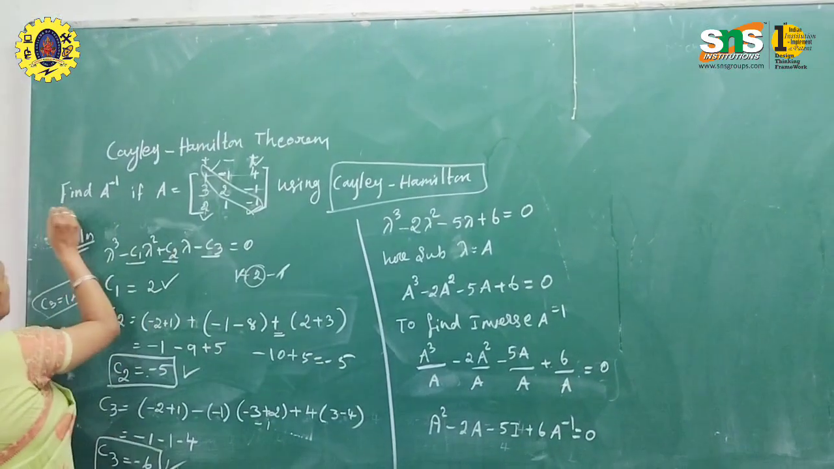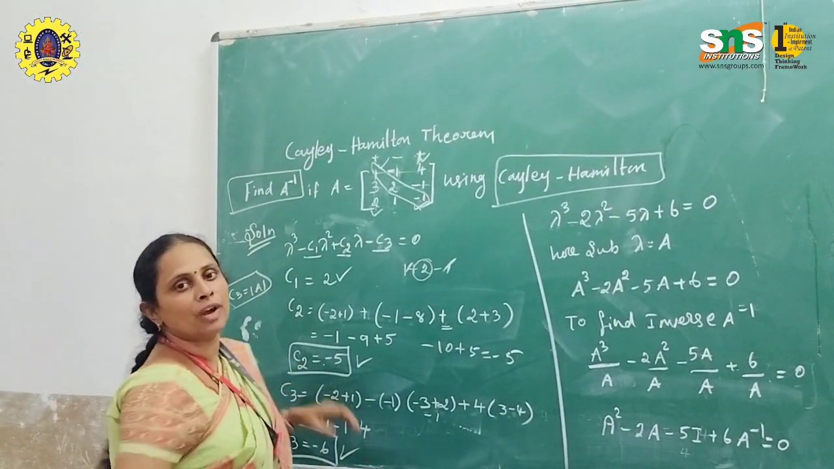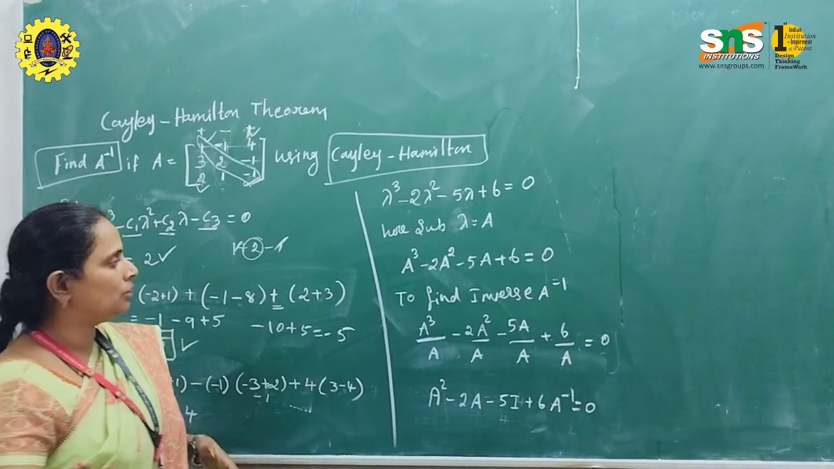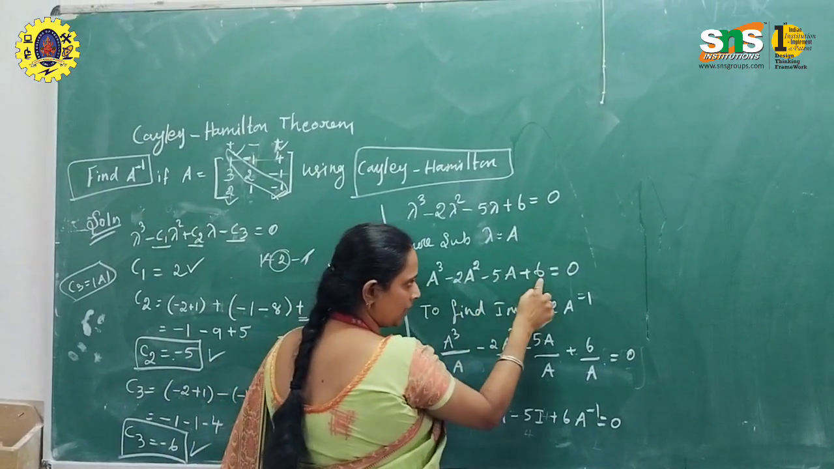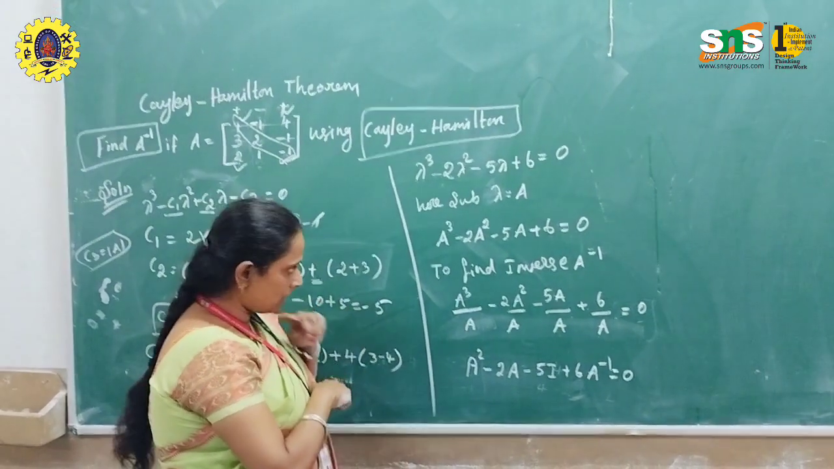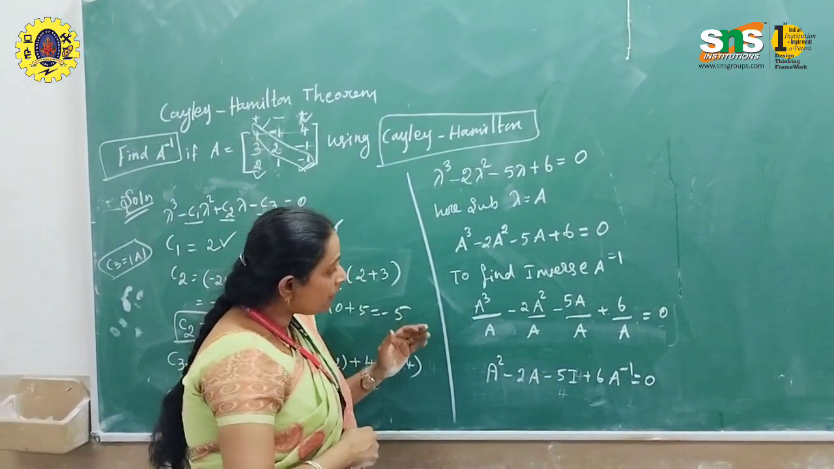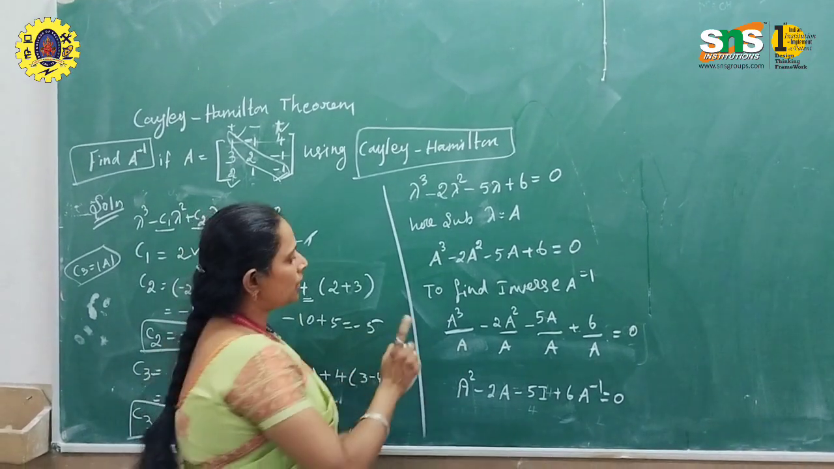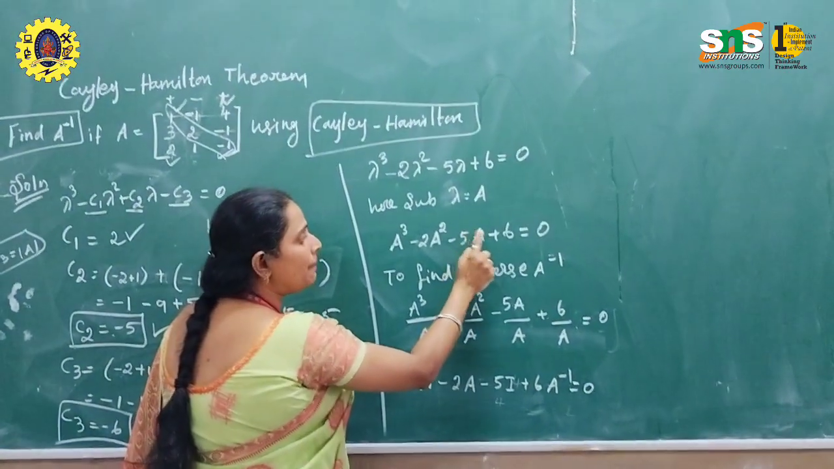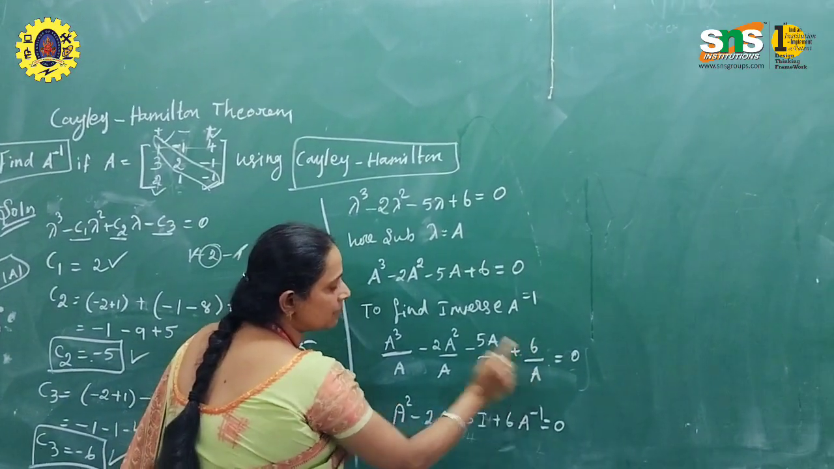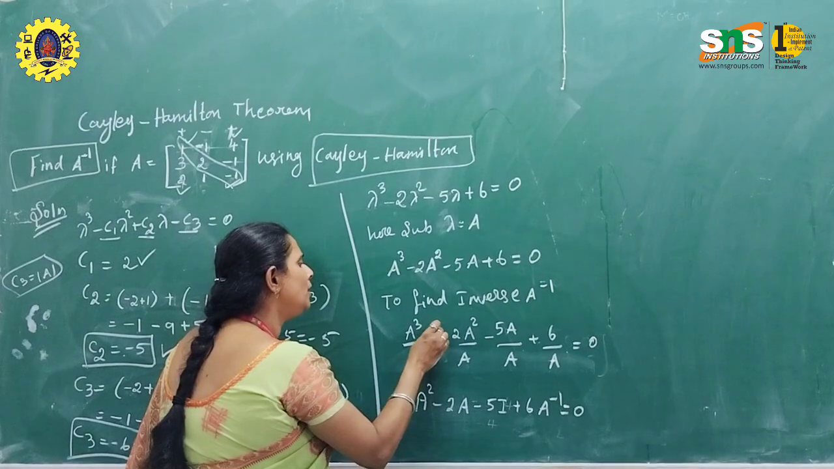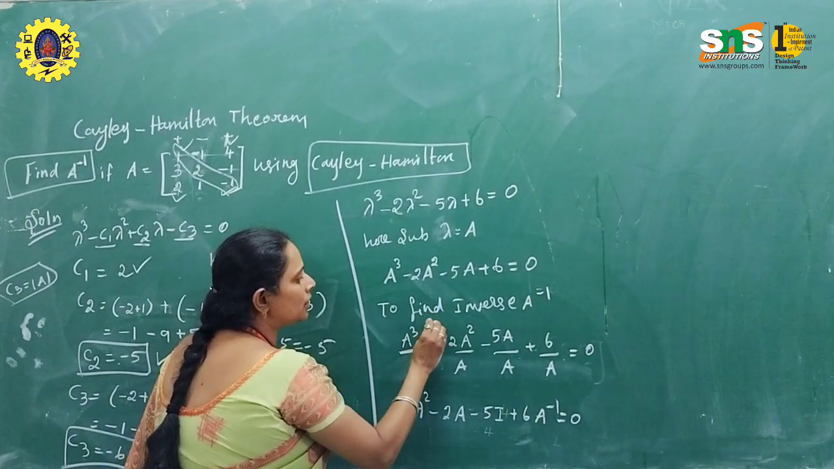Then we move on to the question: we have to find the inverse of the given matrix. How can we find the inverse of A? Here we divide by A. So A cube divided by A, minus 2A square divided by A, minus 5A divided by A, plus 6 divided by A. The denominator A goes into the numerator as A inverse.